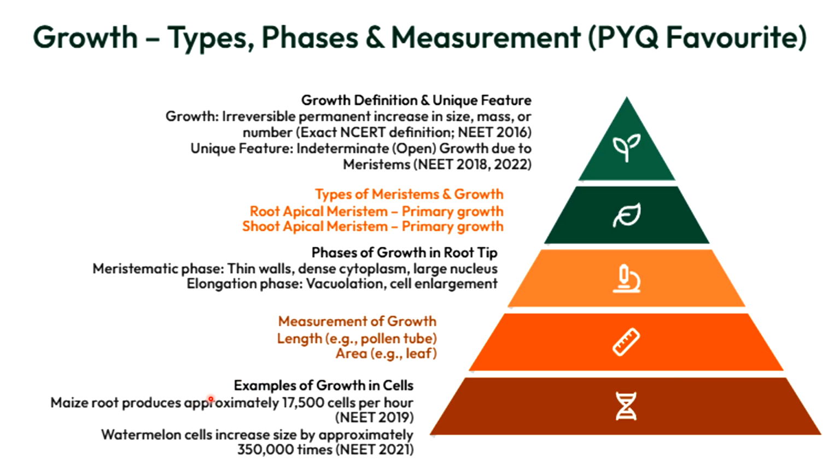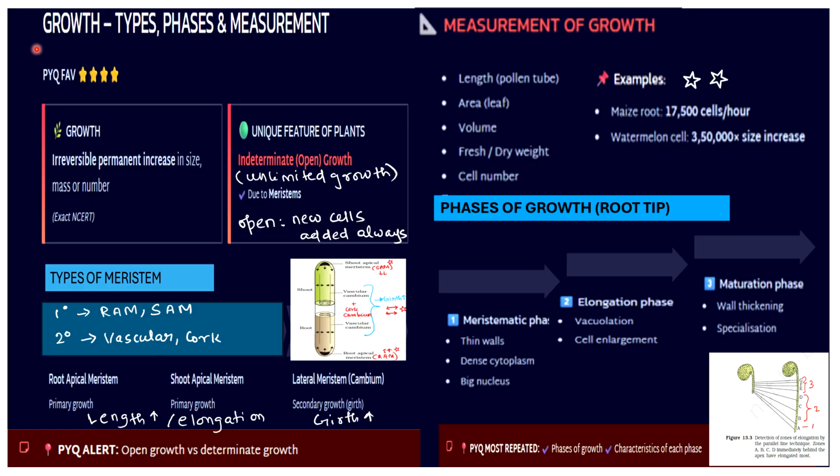Then some data questions also come, like how many cells one maize root cell divides into per hour, and how much a watermelon cell increases in size. So that is another important area. Okay, so these are the important areas from which questions come. Let's look at the concept now.